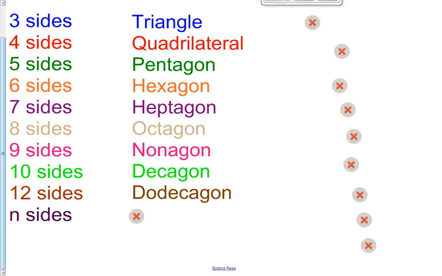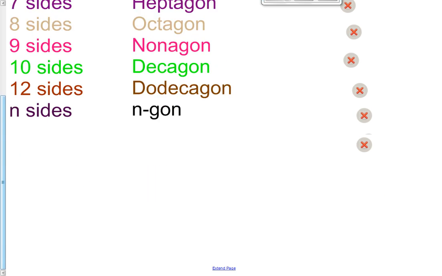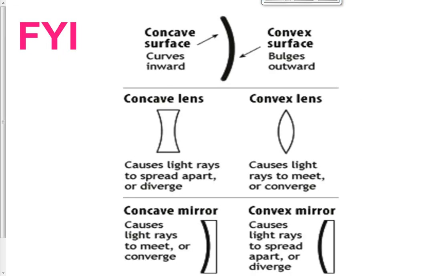Any other polygon, like 11 sides or 23 sides or 65 sides, anything else besides these that I have on the board, we just call them n-gons. So again, if a polygon has 16 sides, we would call it a 16-gon. Any other ones that are not written on here, we just call them the number of sides that they have, and then gon at the end. 23 sides is a 23-gon. So on and so forth.